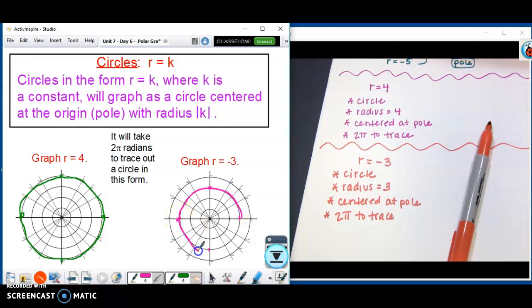So the main thing to note is that you know that r equals a number is going to be a circle. It's going to be centered at the pole, and it's going to take 2 pi radians to trace, because that would be your entire unit circle. So I'm going to stop the video for this one, but we're going to look at some other ways that circles can be written in polar form on the next one.